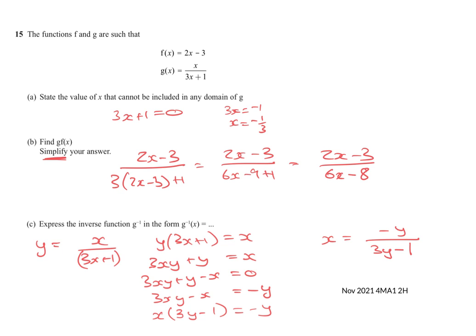And finally, because we're doing g to the minus 1 of x, we change the y's into x. So g to the minus 1 of x is equal to minus x over 3x minus 1. If you did slightly different algebraic manipulation, you could have come up with a different answer, which is x over 1 minus 3x.